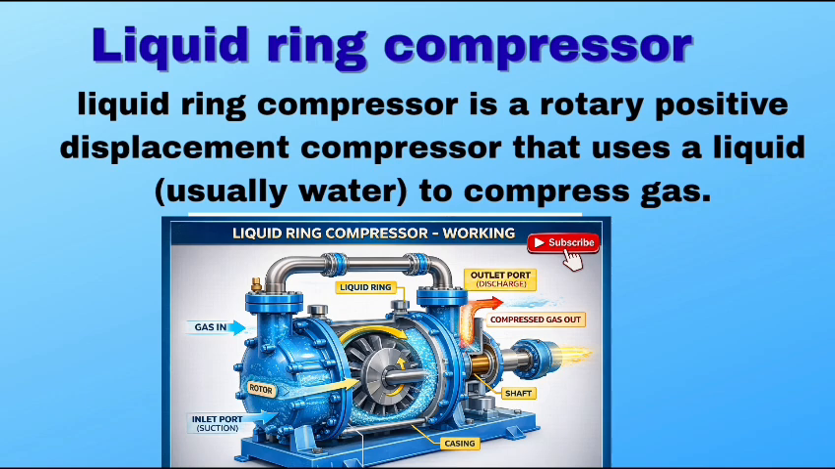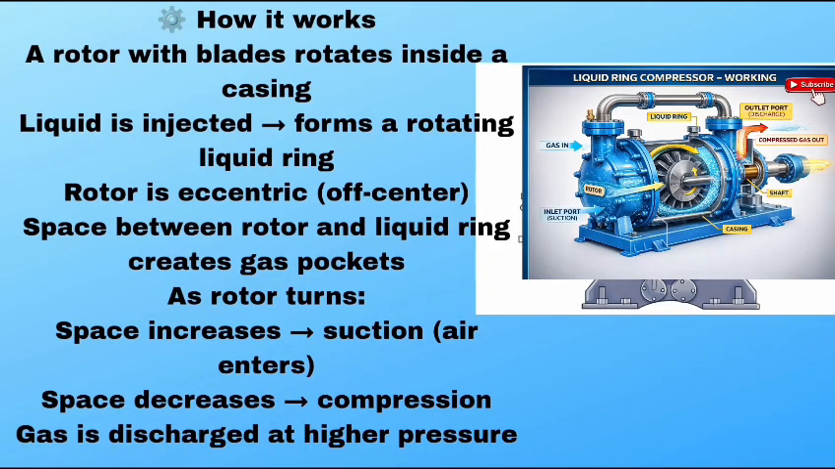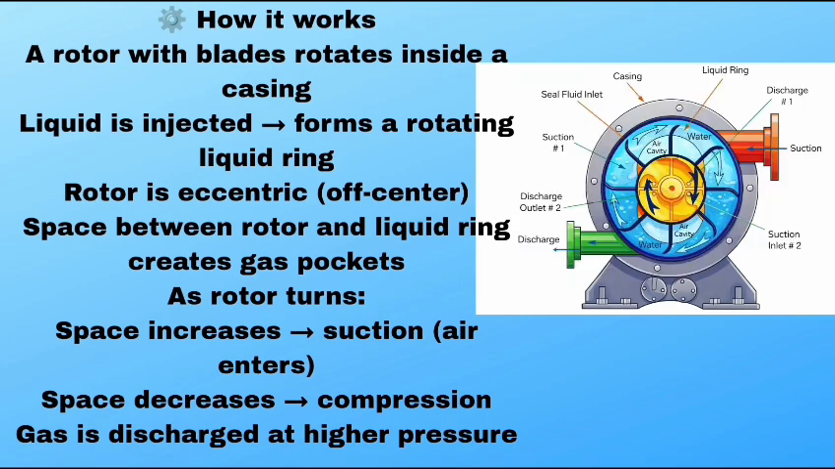The working principle of a liquid ring compressor is that a rotor with blades rotates inside a casing. Liquid is injected to form a rotating liquid ring. The rotor is eccentric, or off-center. The space between the rotor and the liquid ring creates gas pockets. As the rotor rotates, the space increases and suction draws the air in; as the space decreases, compression occurs and the gas is discharged at higher pressure.